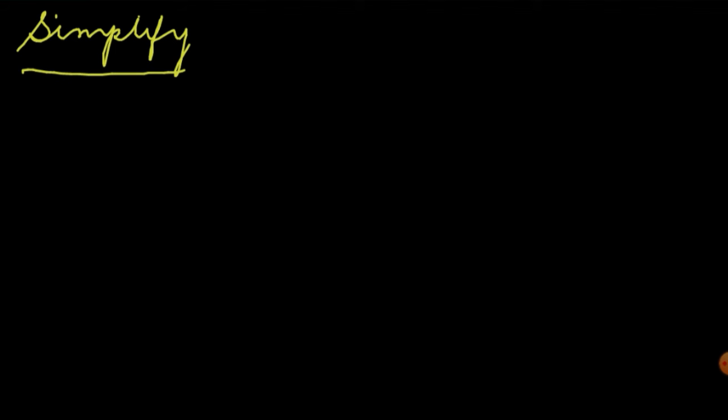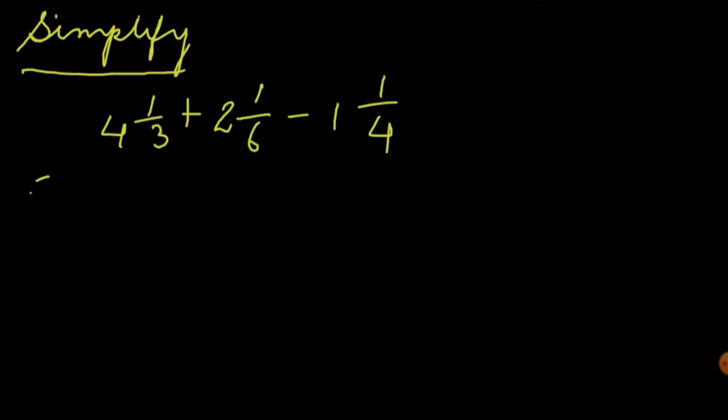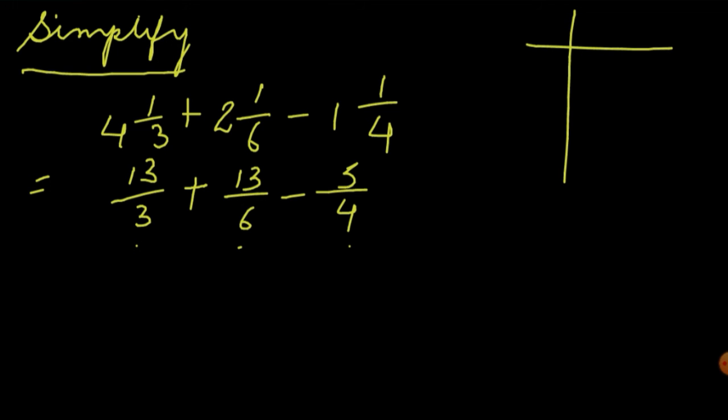In simplification, it may be 4 1 by 3 plus 2 1 by 6 minus 1 1 by 4. So addition and subtraction both come side by side. Our first step again is to convert into improper fractions. 4 3s are 12, 1, 13 upon 3; 6 2s are 12, 1, 13 upon 6; minus 4 1s are 4, 1, 5 upon 4. Now here the denominators are 3, 6 and 4, and they have common factors. So let us take LCM by the long division method only.